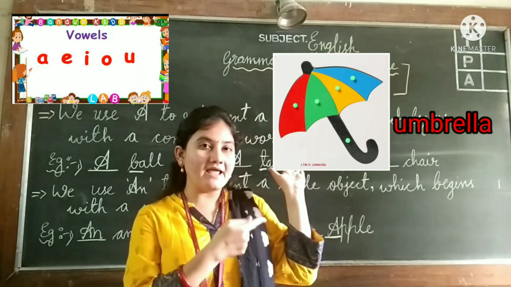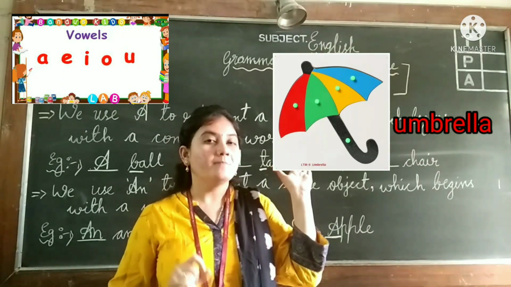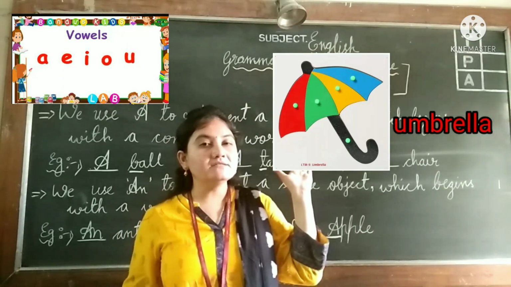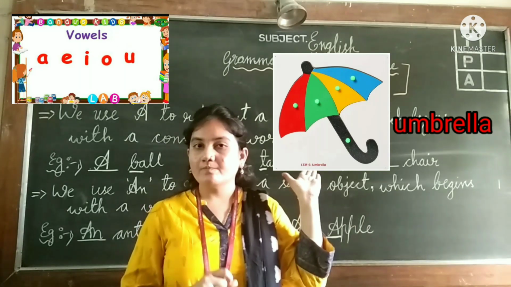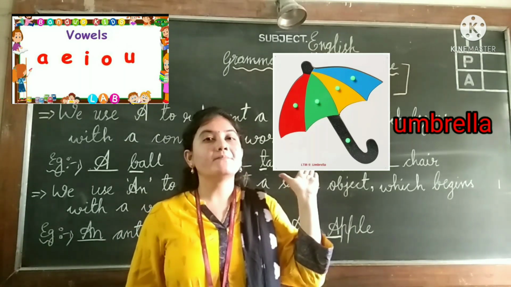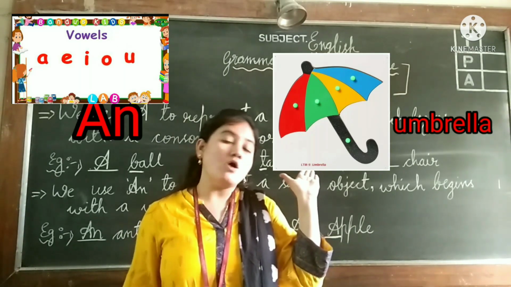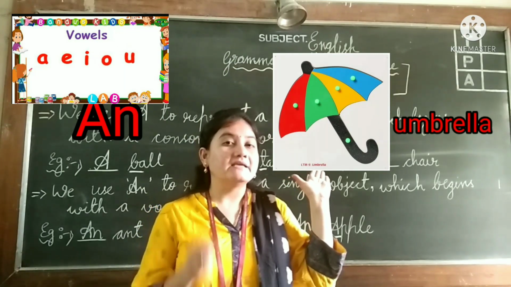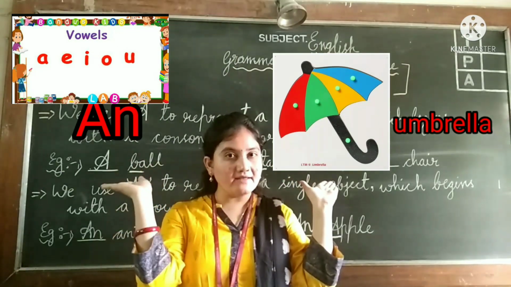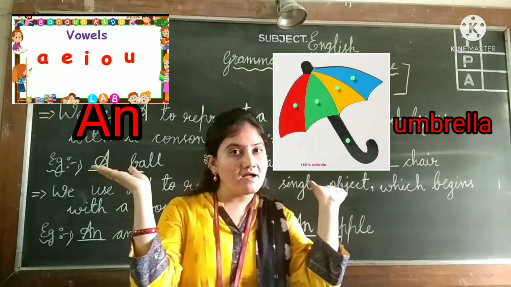Next, can you see the picture, children? Yes, it's umbrella, isn't it? So the word umbrella begins with the letter U. So U is a vowel letter. So what we will use here? Yes, we use an umbrella.